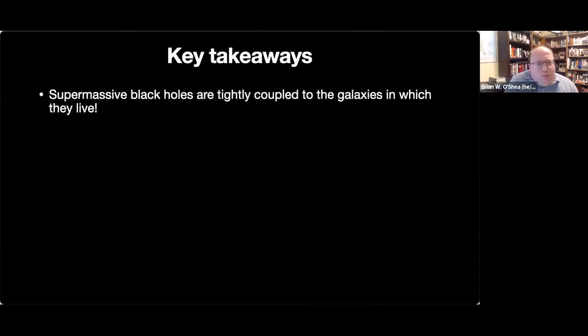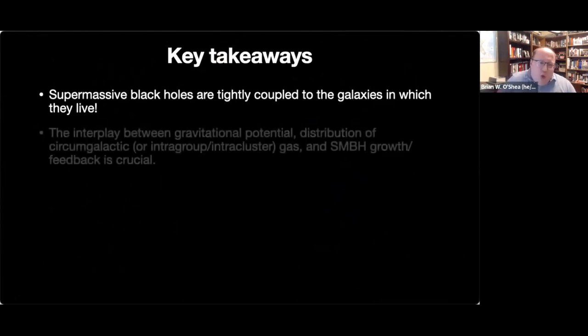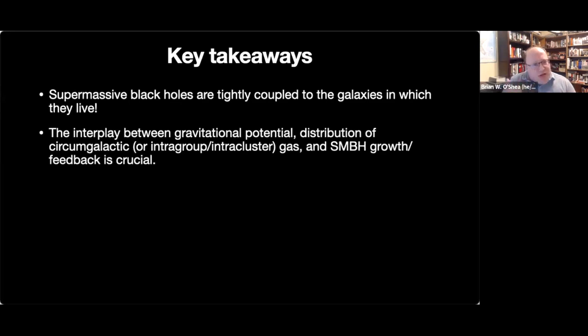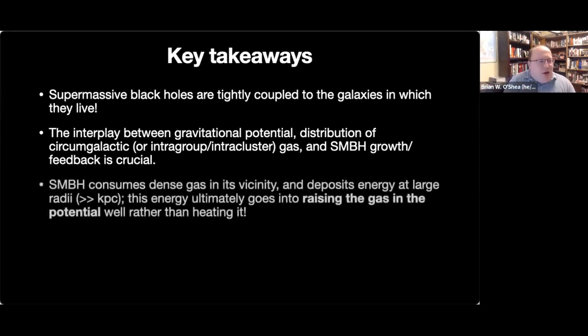First off, supermassive black holes are really tightly coupled to the galaxies in which they live. What we have come to understand from work done by a lot of groups is that the interplay between the gravitational potential of the system, so not just the virial mass, but how exactly the matter is distributed, the distribution of gas in the circumgalactic medium, or the intragroup medium or intracluster medium, depending on the scale that you're looking at, and the behavior of the supermassive black hole, so its feedback and its growth, are really crucial. So there's this thermostat-like mechanism that depends on all of those things.